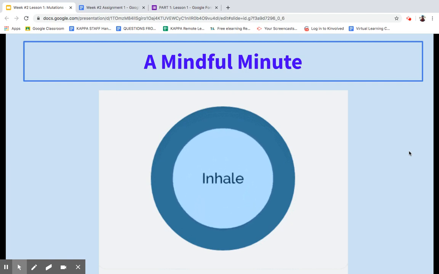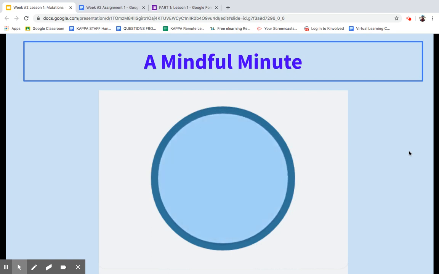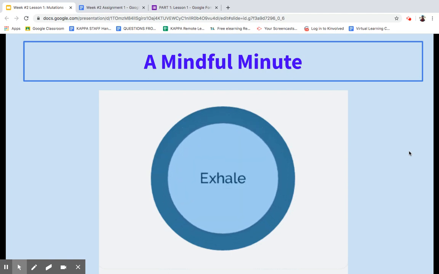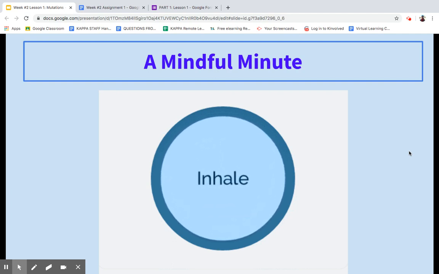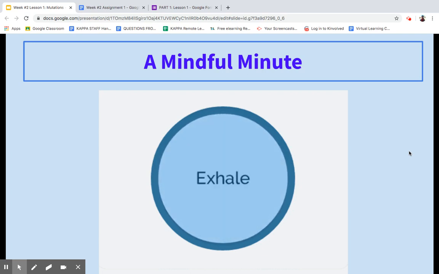Allow your breathing to return to normal. And check in with yourself. How do you feel? Notice if anything has changed. And when you're ready, you can slowly blink open your eyes.